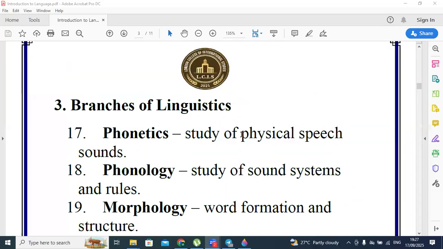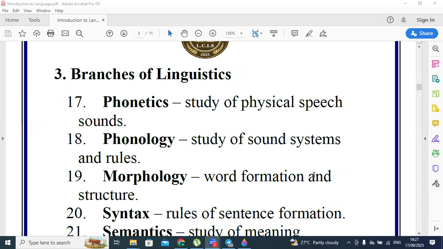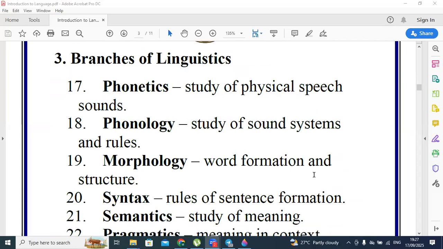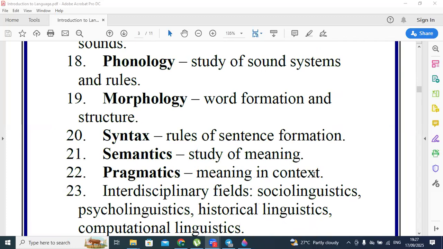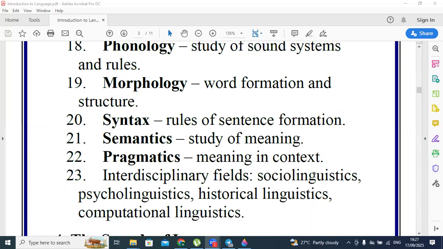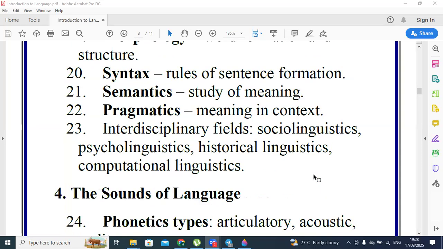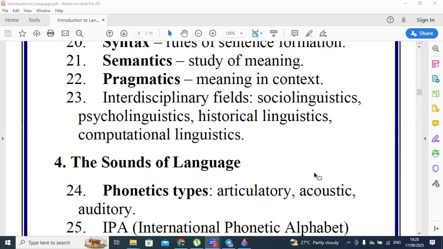Branches of linguistics: phonetics, study of physical speech sounds; phonology, study of sound systems and rules; morphology, word formation and structure; syntax, rules of sentence formation; semantics, study of meaning; pragmatics, meaning and context; interdisciplinary fields: sociolinguistics, psycholinguistics, historical linguistics, computational linguistics.